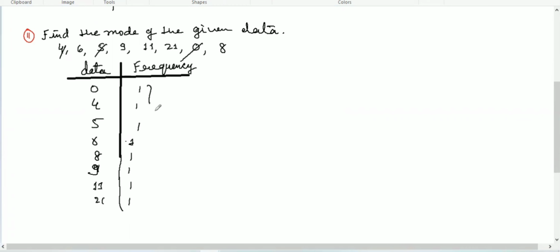Now see, no number got the highest frequency. So what will be the mode here? There will be no mode. So you have to write it down: no mode in this data.